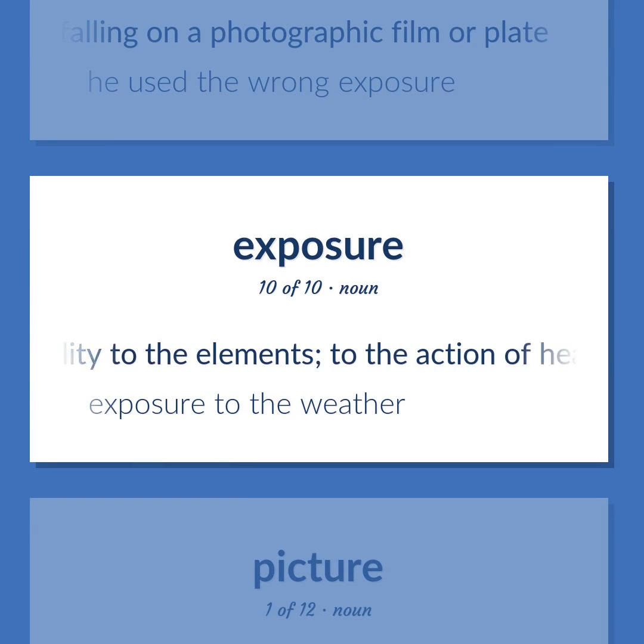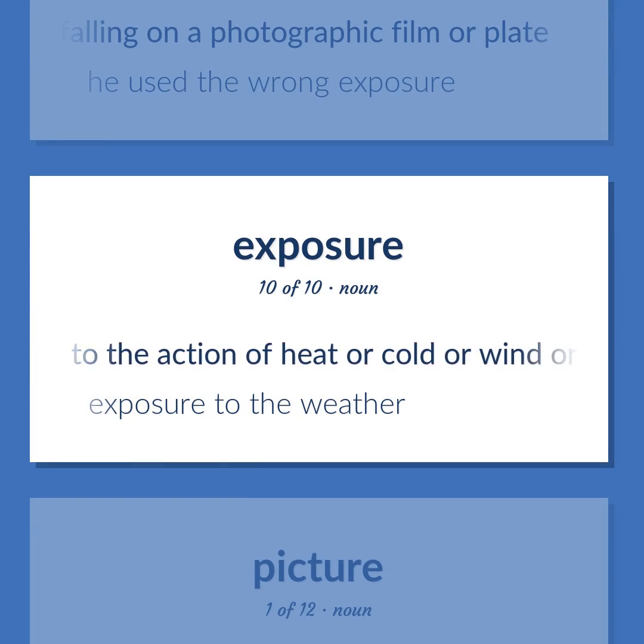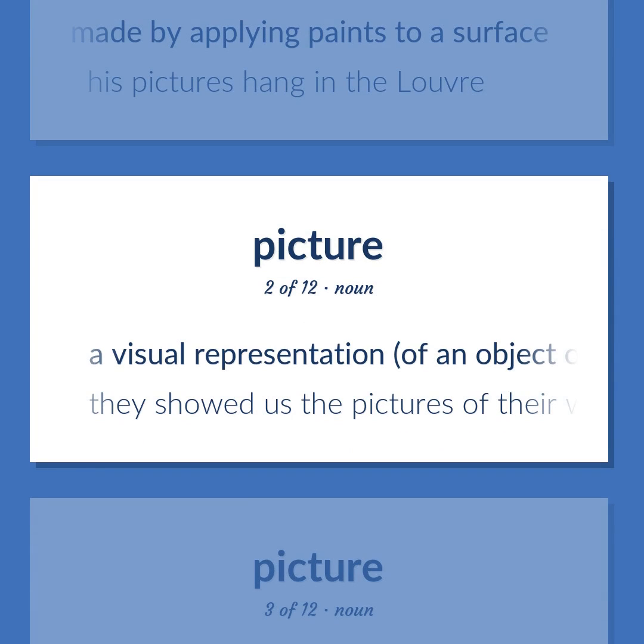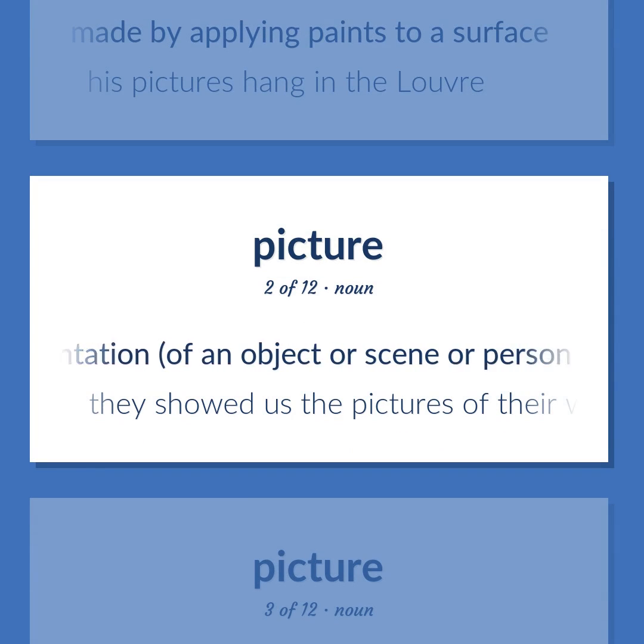Vulnerability to the elements, to the action of heat or cold or wind or rain. Exposure to the weather. Graphic art consisting of an artistic composition made by applying paints to a surface. His pictures hang in the Louvre. A visual representation of an object or scene or person or abstraction, produced on a surface. They showed us the pictures of their wedding.